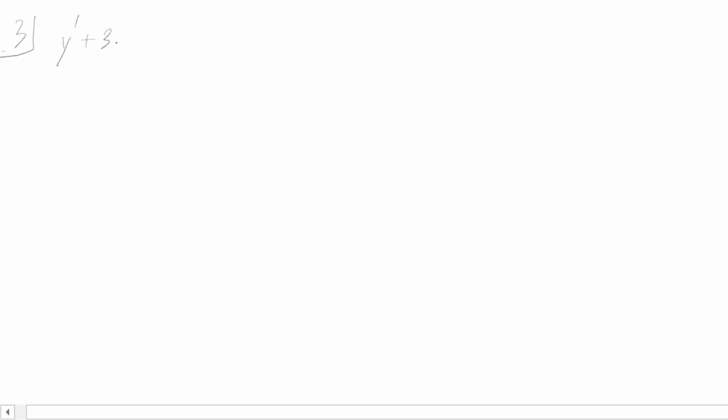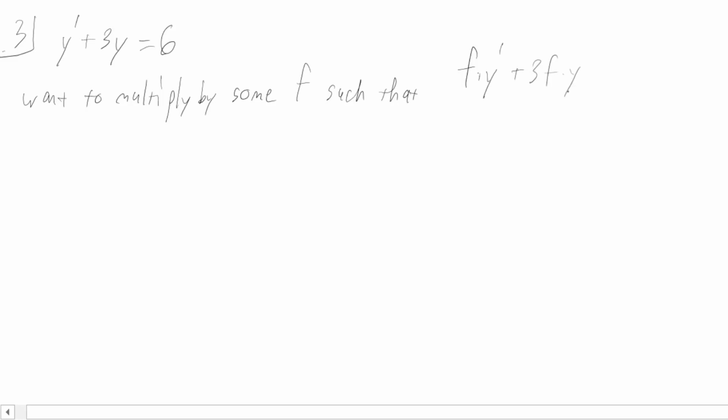So let's look at the third example. So here we have y prime plus 3y equals 6. And the strategy is we want to multiply by some function f such that the left side will look like a product rule. So f times y prime plus 3y, which is the left side, looks like a product rule. So in order to have that, we need the derivative of f to be 3f.